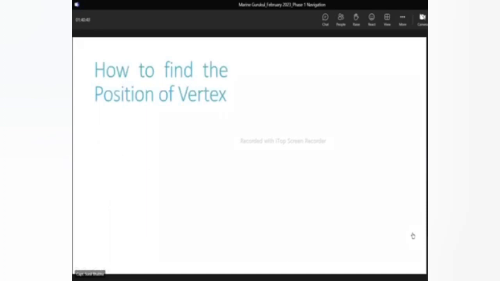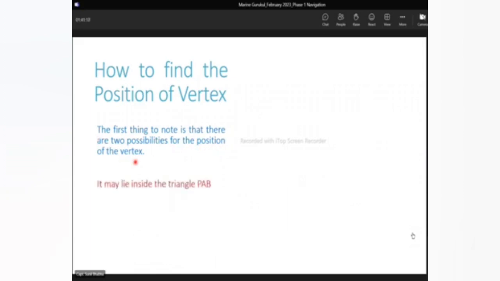Now, having understood the concept of the vertex and its different properties, we are now going into how to calculate or find out the position of the vertex for a particular great circle track. The first thing which we need to appreciate, a very important point for getting the position of the vertex, is that there are two possibilities for the location or position of the vertex. What are these two possibilities? One possibility is that the vertex may lie inside the triangle PAB.